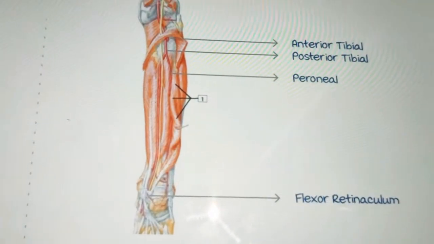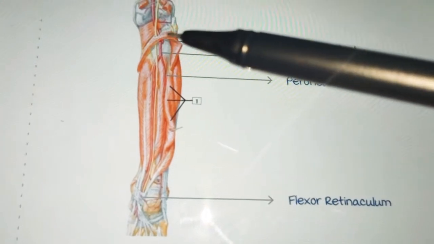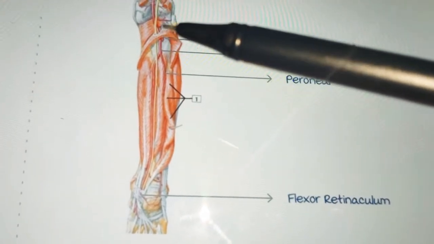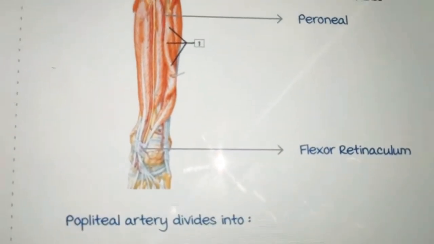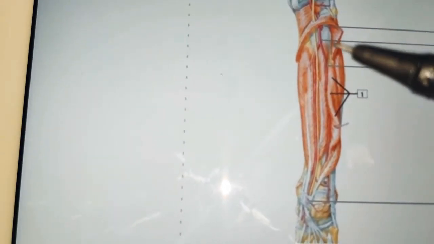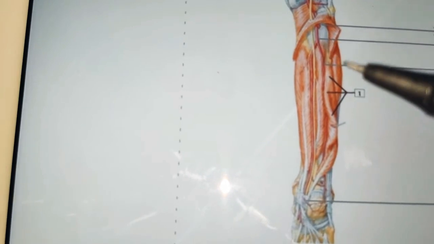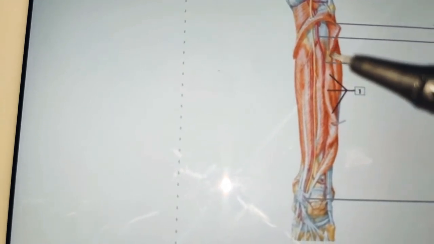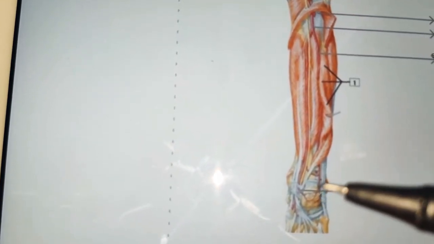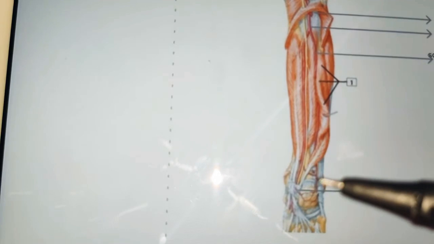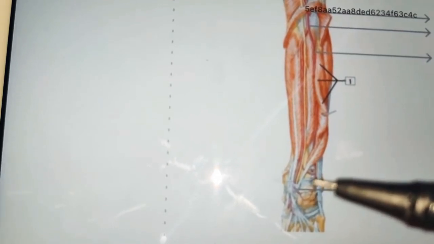So in this diagram you can clearly see this is a popliteal artery. So this popliteal artery is dividing into, you can see here this is the popliteal artery which is dividing into anterior tibial artery and posterior tibial artery. So the posterior tibial artery will be continuous below the flexor retinaculum, and the posterior tibial artery will divide into lateral plantar artery and medial plantar artery.